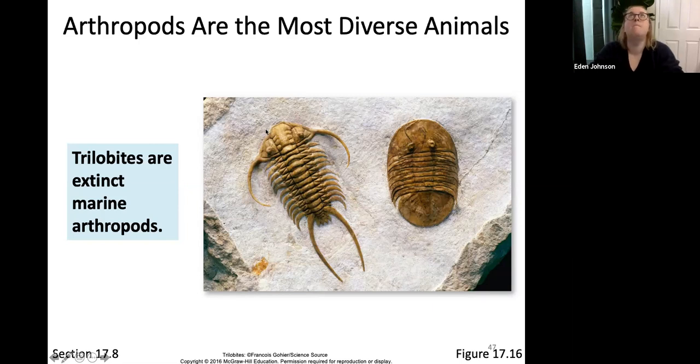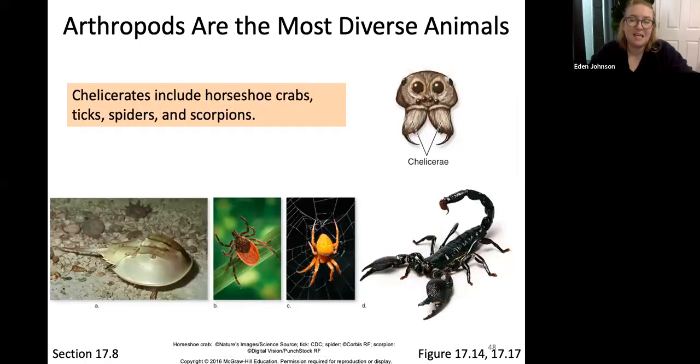There are amazing fossils of trilobites. They are insane. This is what a fossil of a trilobite looks like. And then here is what it looks like when it's all cocooned into its exoskeleton. It's pretty crazy. Then we have chelicerates.